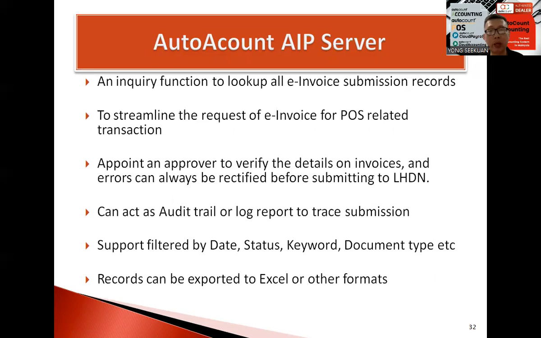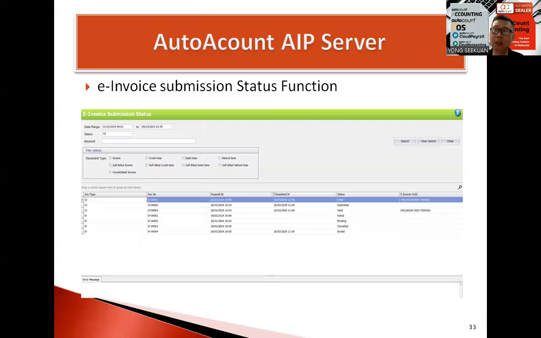Later on, we will cover this in another slide. We also have security approval, the audit trail, and the filtering report. Even the report can be exported to Excel. All of this we are going to enhance slowly. These are the basic functions in this AutoCount AIP server.